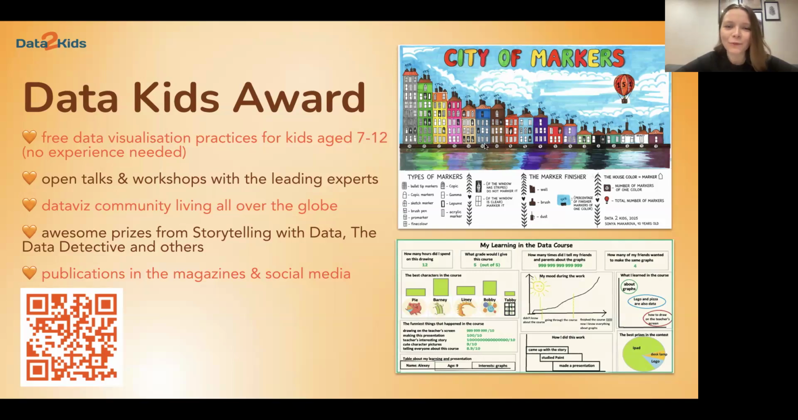This is the city of markers, where a child made a visualization of a city that depends on his or her favorite markers, with a legend that helps you to understand the idea.